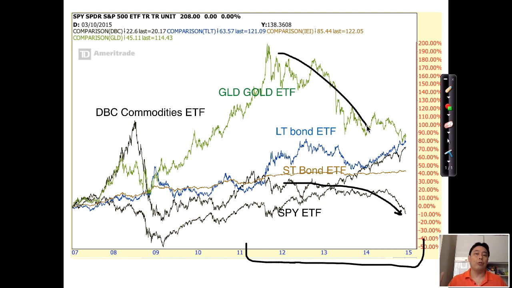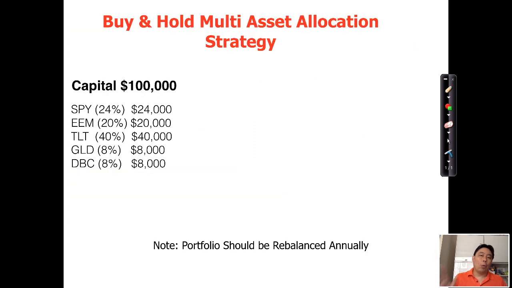We also teach you how to identify trends really accurately and how to identify reversals in trends. So let's take a closer look now at the two different approaches. Once again, the first approach would be to adopt a buy and hold multi-asset allocation strategy.